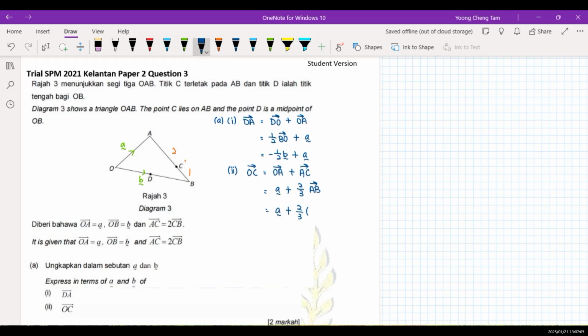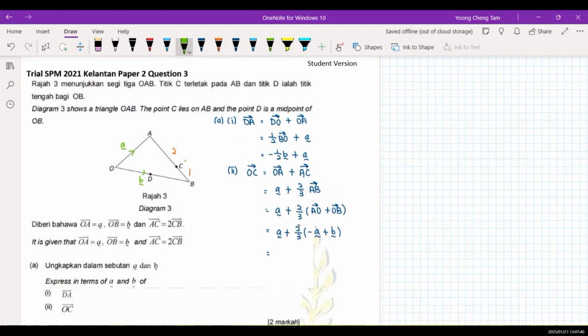So how to find vector AB? It will be AO plus OB. Now copy vector A and 2 over 3. We know that OA is equal to vector A. Now we want to find AO, which is the opposite direction. So it will be negative A. OB is exactly the same, so plus vector B.